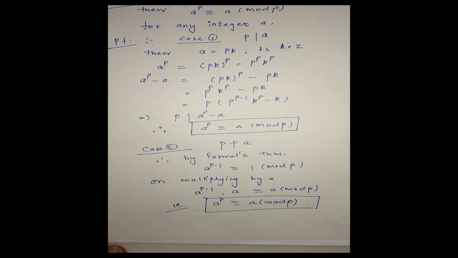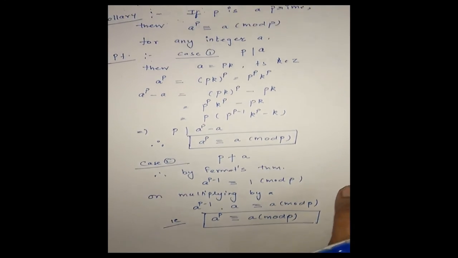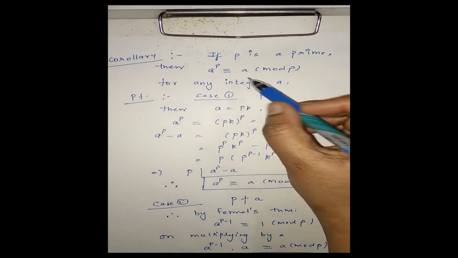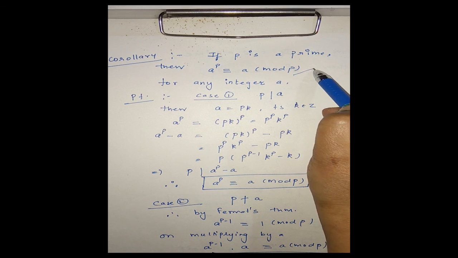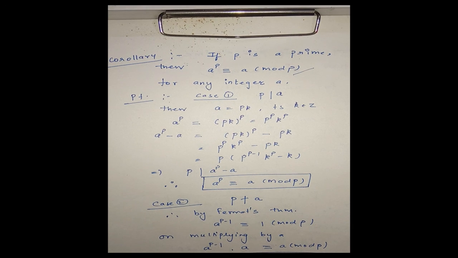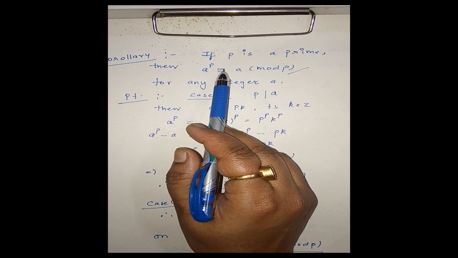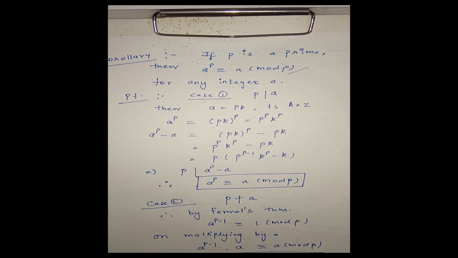Okay. Means if a is any integer and p is prime, then we have this, a power p is congruent to a modulo p. Hence proved. This is a result free from any condition. The condition which we have taken in Fermat's theorem, that p does not divide a, here we have no condition of any type. Here p is any prime and a is any integer. Then we have this result, a power p is congruent to a modulo p.